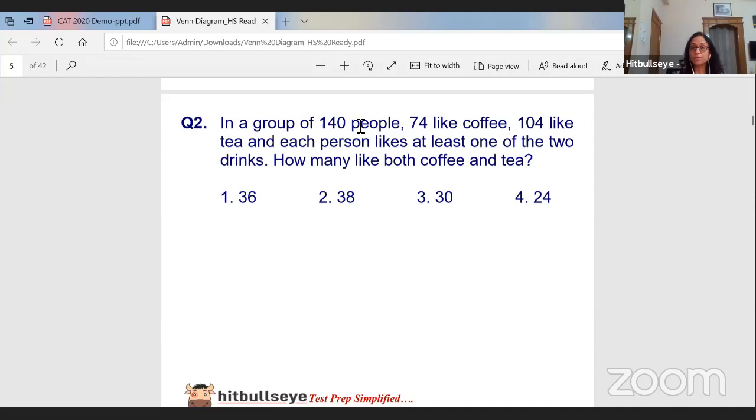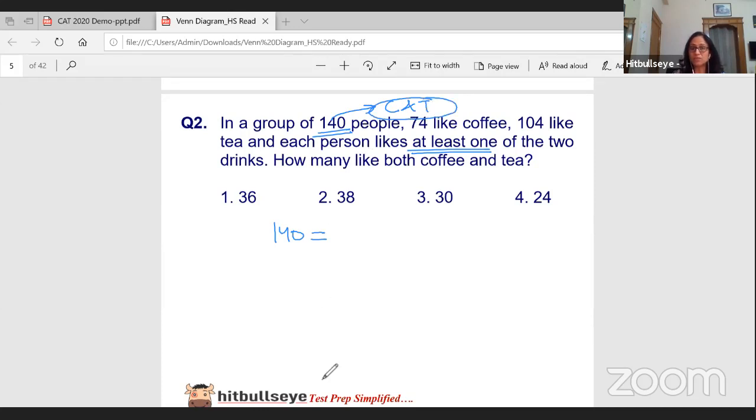Okay. So in a group of 140 people, now you know that the total number of people are 140. There are some people who like coffee and there are some people who like tea. So again, if you notice, it's not only coffee or only tea. So what suggestion I gave you just in the previous question is prefer formula in such questions. So you know that union is given to you as 140 because we are talking about 140 people and they all like at least one of the two drinks. That means this 140 is the union of coffee and tea. So it will be representing the union of coffee and tea, right?